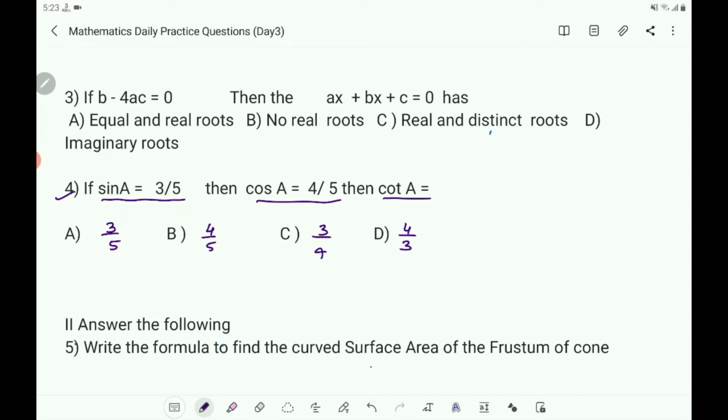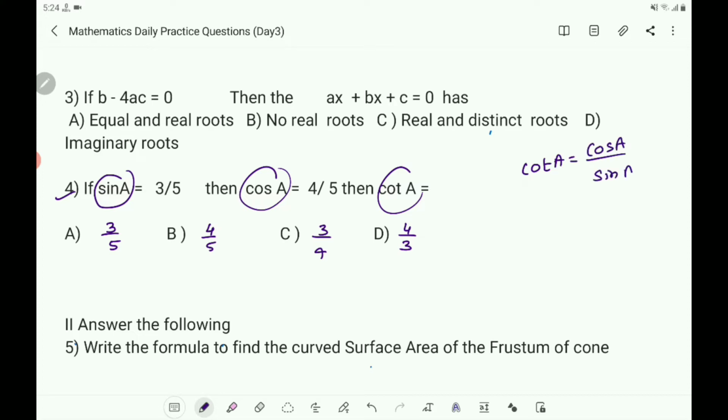Here sin A and cos A are given. What you have to find out? We have to find out cot A. Here the options are, option A is 3 by 5, option B is 4 by 5, option C is 3 by 4 and option D is 4 by 3. Now you know the relation among these three, sin A, cos A and cot A. Know that cot A is equal to cos A by sin A. What is cos A? Cos A is 4 by 5 and sin A is 3 by 5.